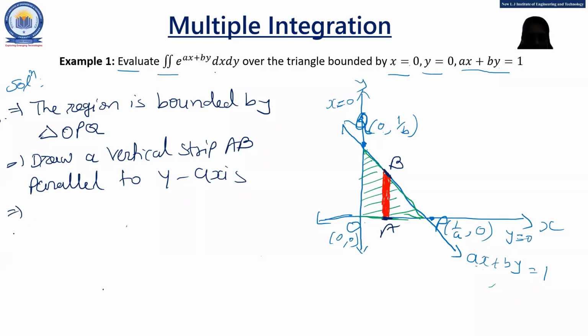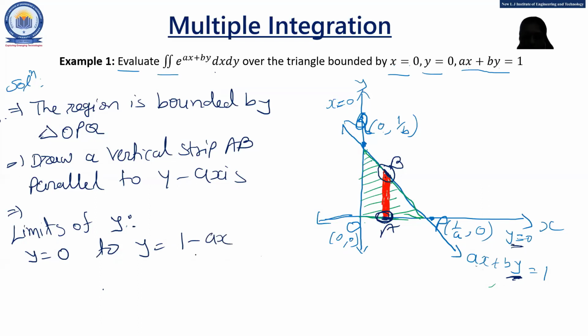So, limits of y. What is the lower limit of y? This vertical strip starts from this point, right? So on this point, what is y? y = 0. What is the terminating point? In this case, if I take y as the subject, then y = (1 - ax)/b.